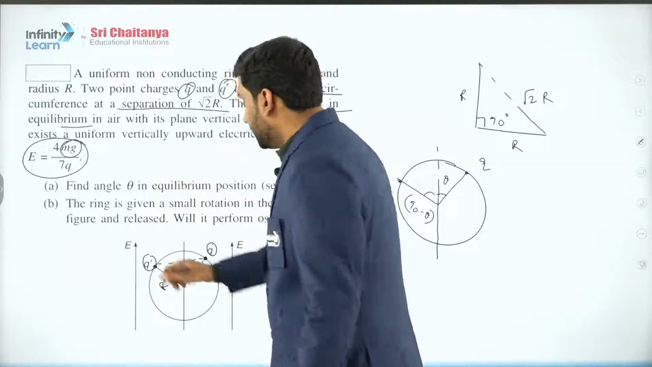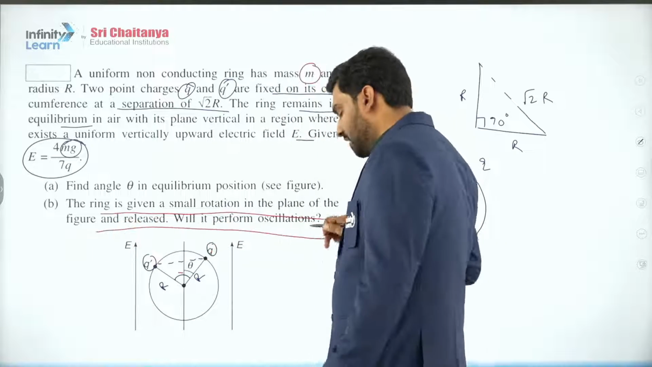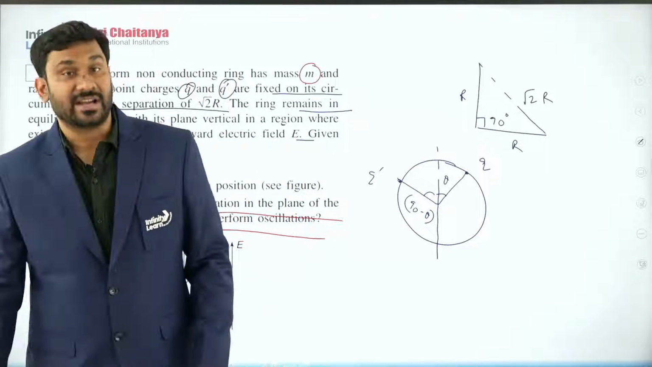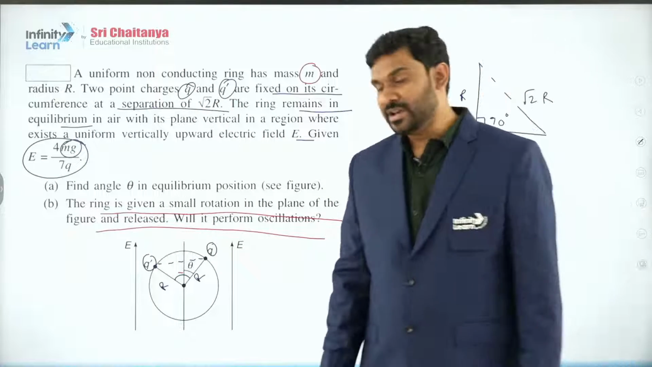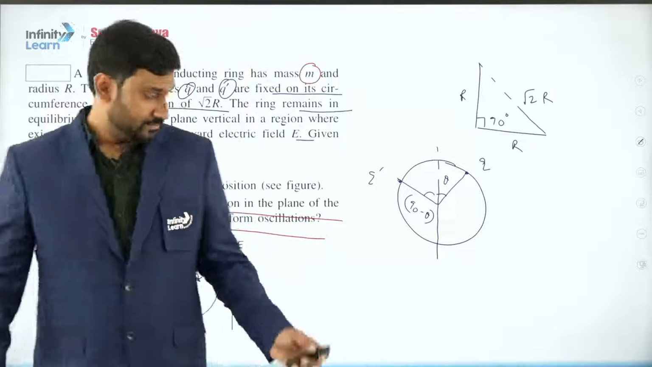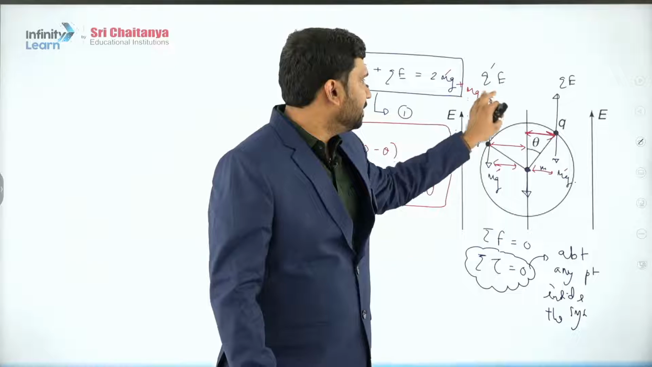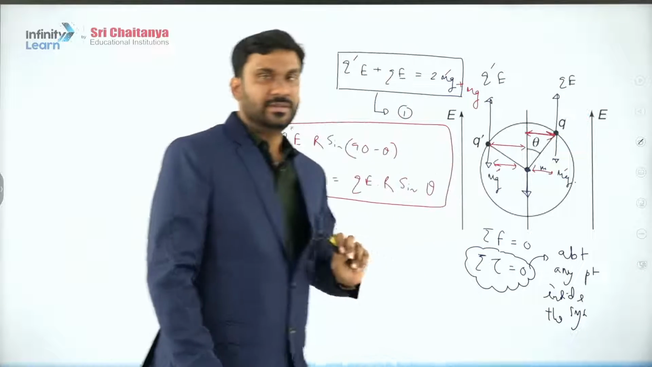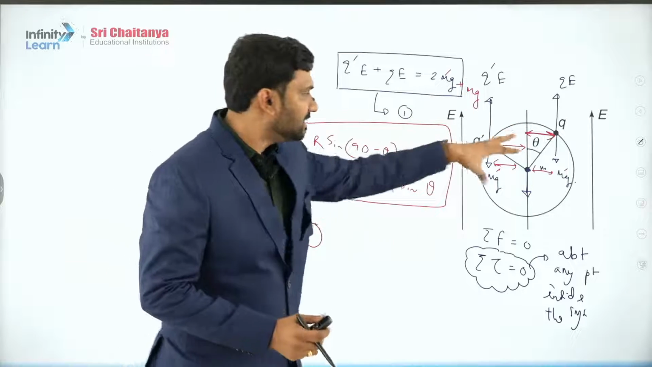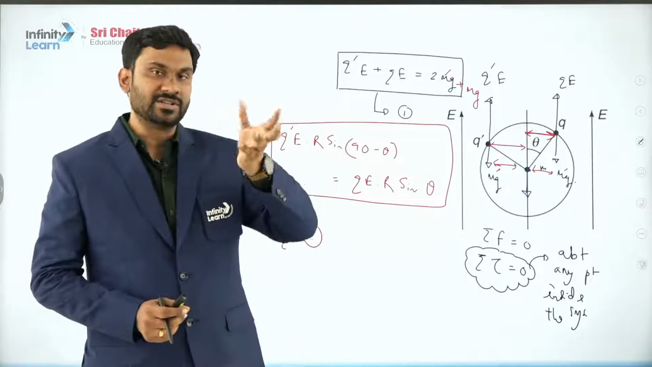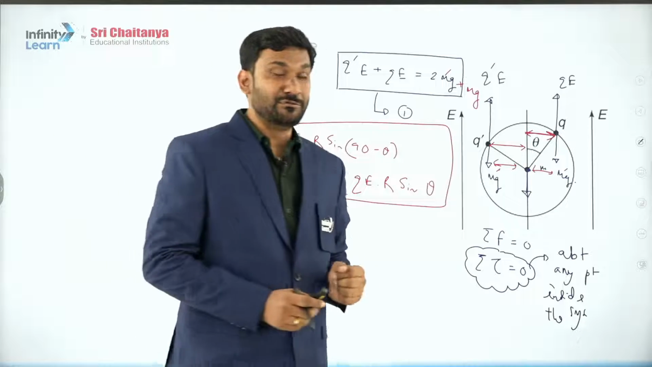It is also asking one more thing: the ring is given a small rotation in the plane of the figure and released, will it perform oscillation? We have already checked, and now we know 100% it will execute SHM. It will execute SHM because when you rotate in any direction, then either due to this force or due to this force, there will be a disbalance in torque, and that torque will act in the opposite direction and bring the system back. So there will be an oscillation in the system, and that oscillation we can prove also, that I am leaving out to you for your convenience.